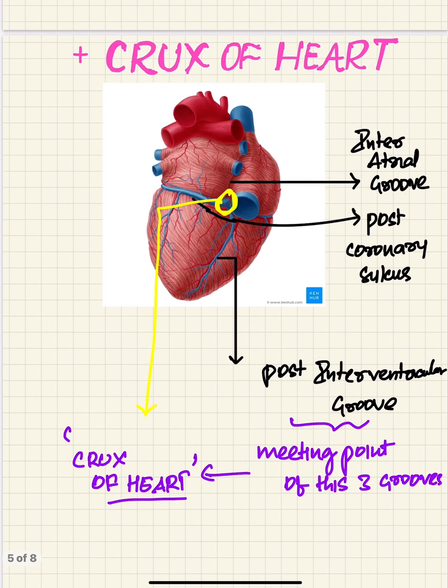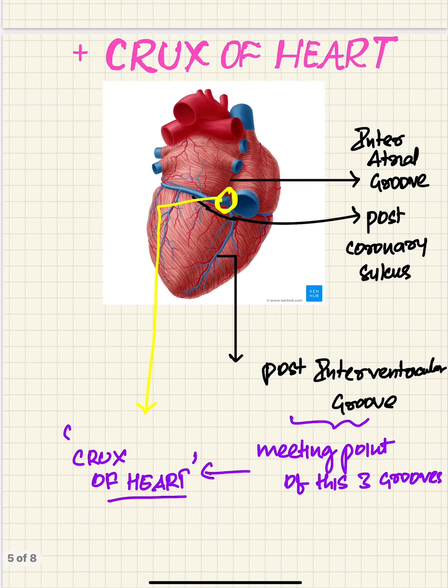Now, I've told in my previous videos about the crux of the heart. I said I'll tell you about it later. So what is this crux of the heart? A meeting point between three grooves, namely the interatrial groove, the posterior coronary sulcus, and the posterior interventricular groove. This meeting point is called the crux of the heart.